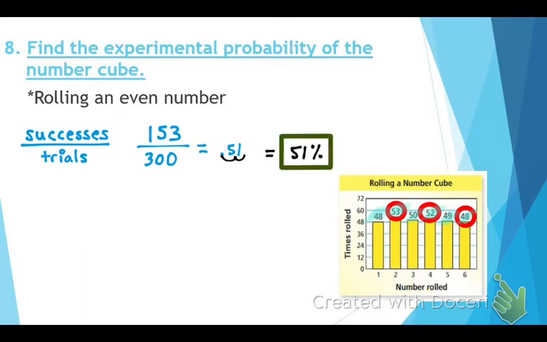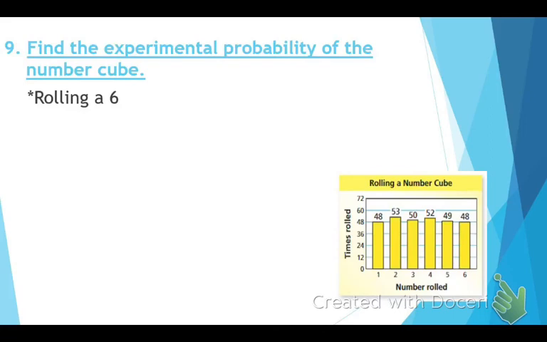All right, for problem number 9, you are finding the experimental probability of the number cube, and you're trying to see how many times you rolled a 6.